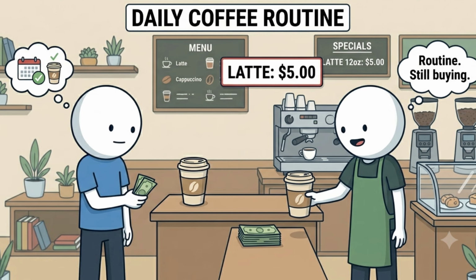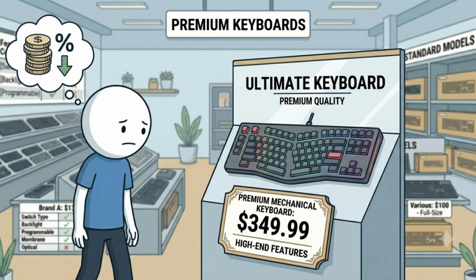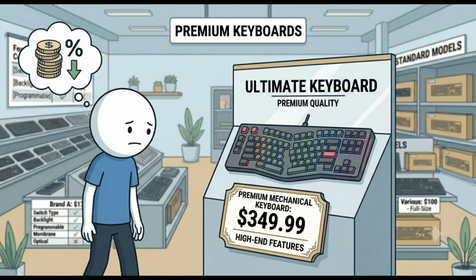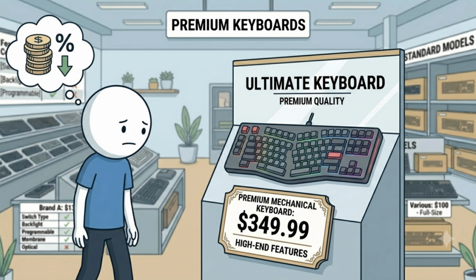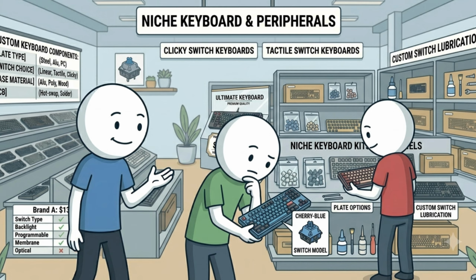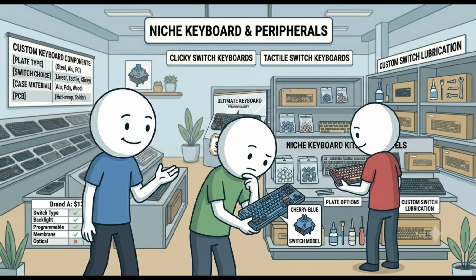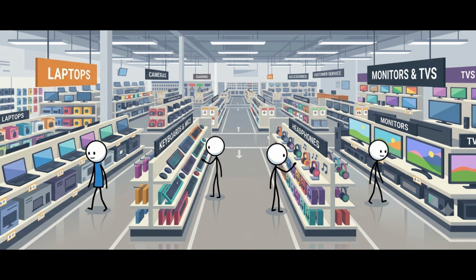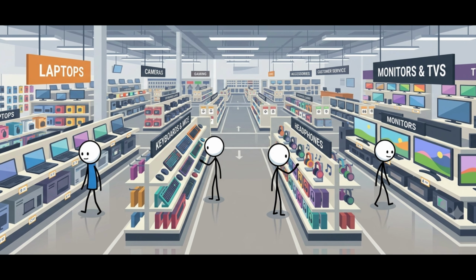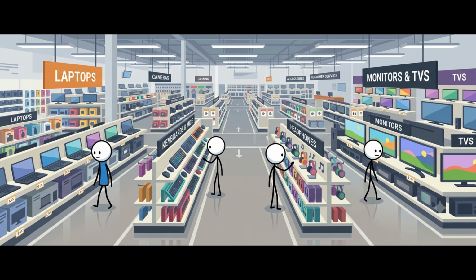The second determinant is whether the good is a necessity or a luxury. John's morning coffee might be a necessity. Even if the price rises, he will likely still buy it, making his demand inelastic. However, a high-end mechanical keyboard is a luxury. If the price gets too high, John can easily decide he doesn't really need it, making demand elastic.